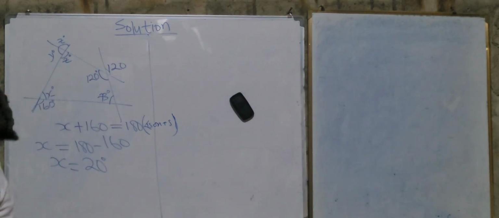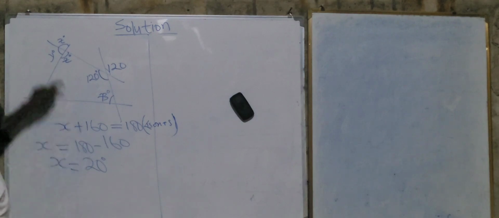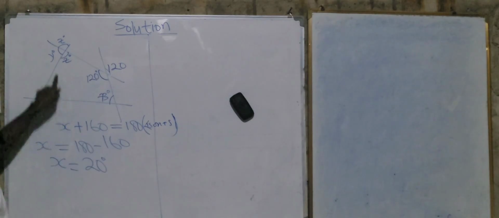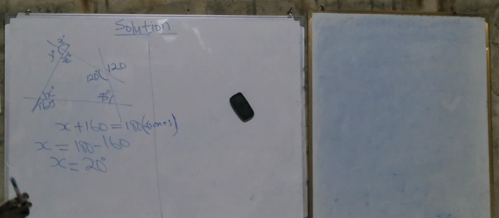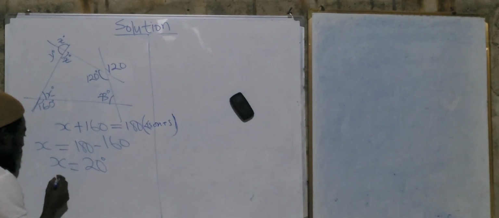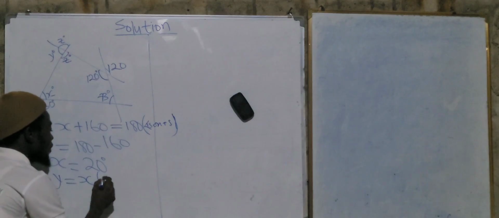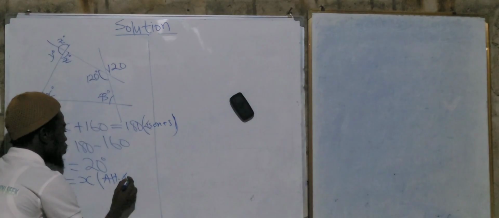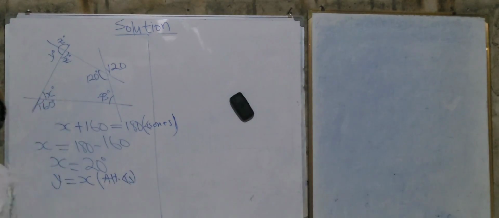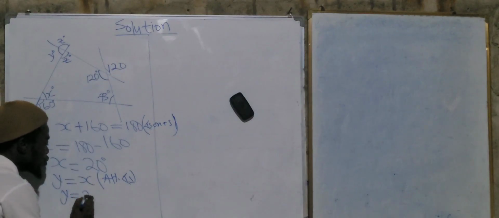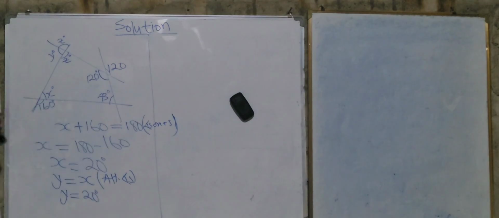Are we okay? But if we observe this guy here, Y and X, are they the same, sir? Observe. Are we having a Z shape here? Yes, they are called alternate angles, right? Yes, sir. So therefore we can now say here Y is equal to X. Reason: alternate angles are equal, right? And alternate angles are equal. So therefore Y here is equal to 20 degrees. Are we right here?